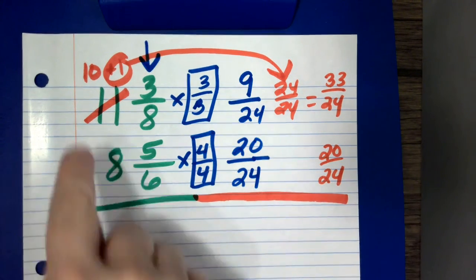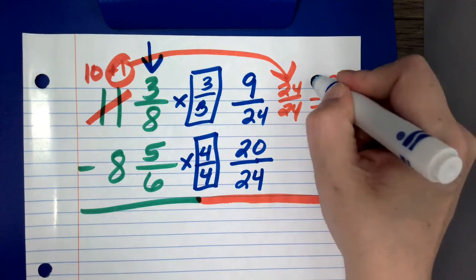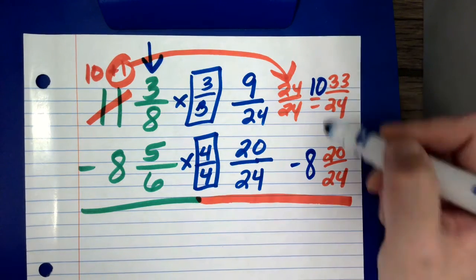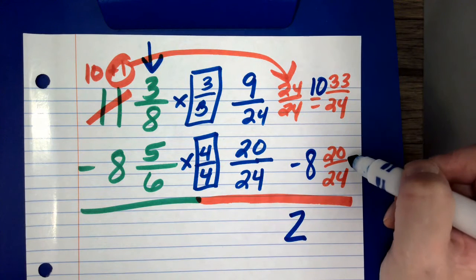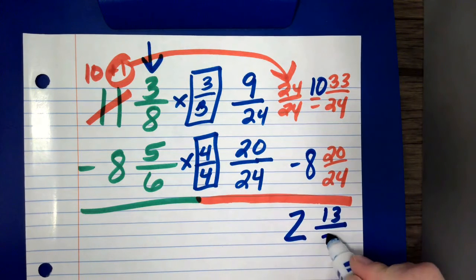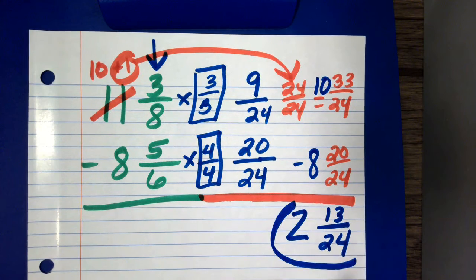Okay. Now, I have the whole number 10 and the whole number 8. I'm going to go ahead and bring them over here. So 10 and 8, and I'm going to subtract. So 10 take away 8 is 2. 33 take away 20 is going to be 13, and my denominator is 24. So 2 and 13/24 is my answer for the second one.